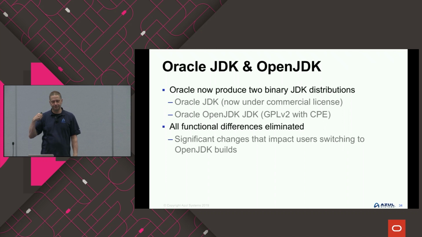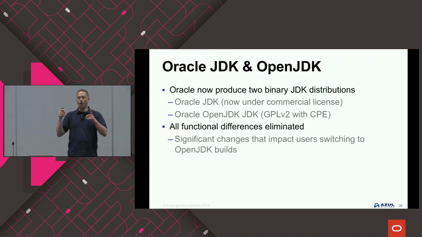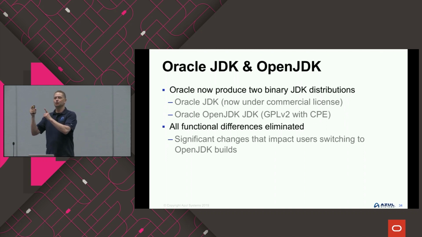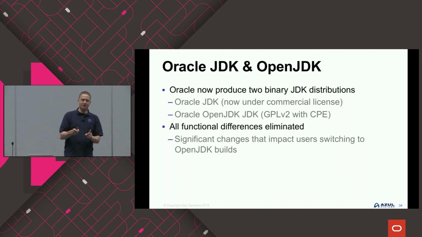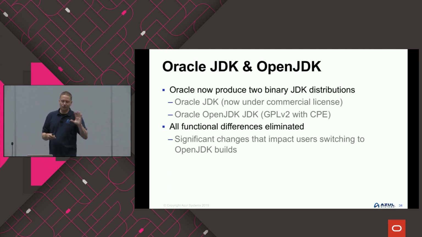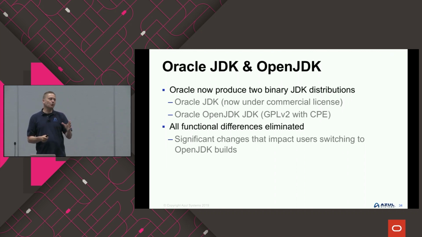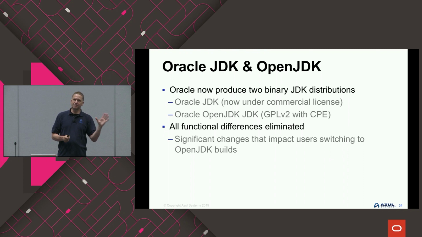They have a second binary distribution, which is called the Oracle OpenJDK JDK, and I'm told you have to say it like that because OpenJDK is an adjective, not a noun. So it's the OpenJDK JDK. And that comes with a GPL v2 with Classpath exception license, so you can use it wherever you like for free. There's no problems with that. And the important thing about that is it's only updated for 6 months. There's no concept of long-term support for that JDK.